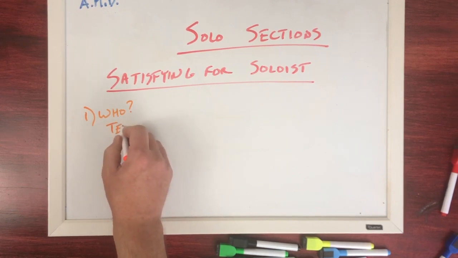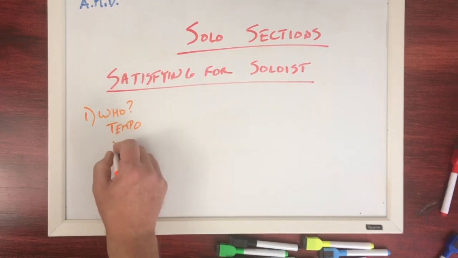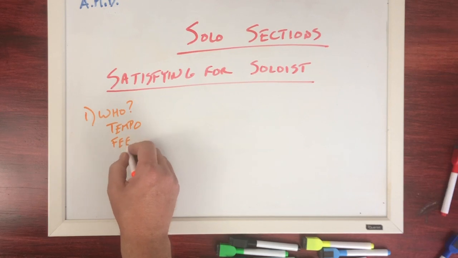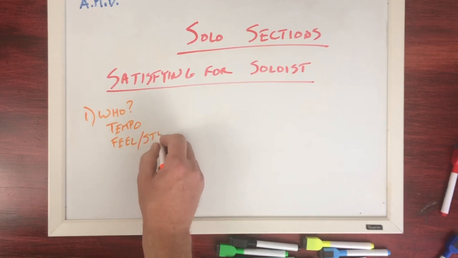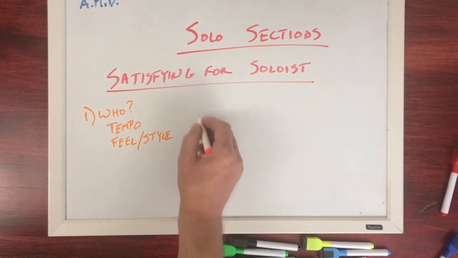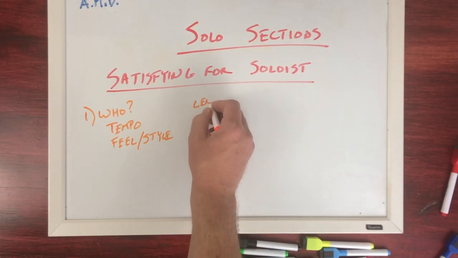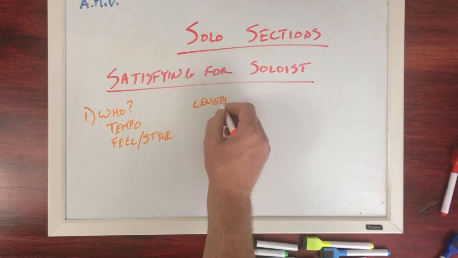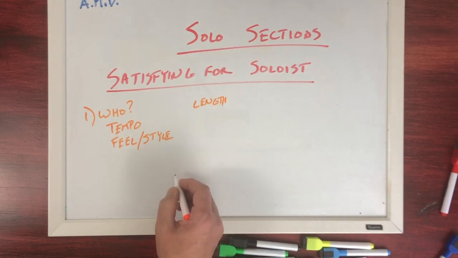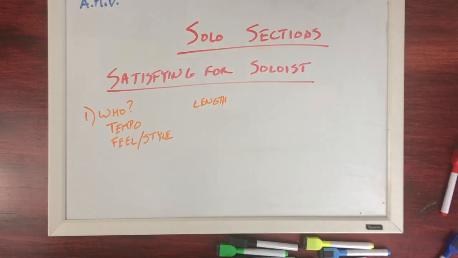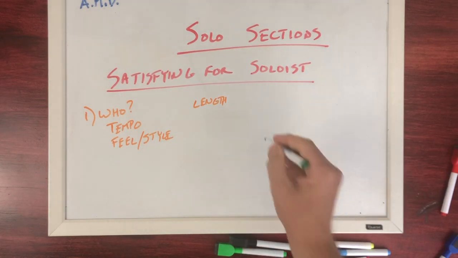And don't just think instrumentally, but think stylistically. What are some attributes that are going to be strongest for this particular performer? Of course, once you have a clear idea of who this soloist might be, that might guide you in dictating other things that might happen during the solo section, in terms of tempo, feel or style, and then of course in terms of length.